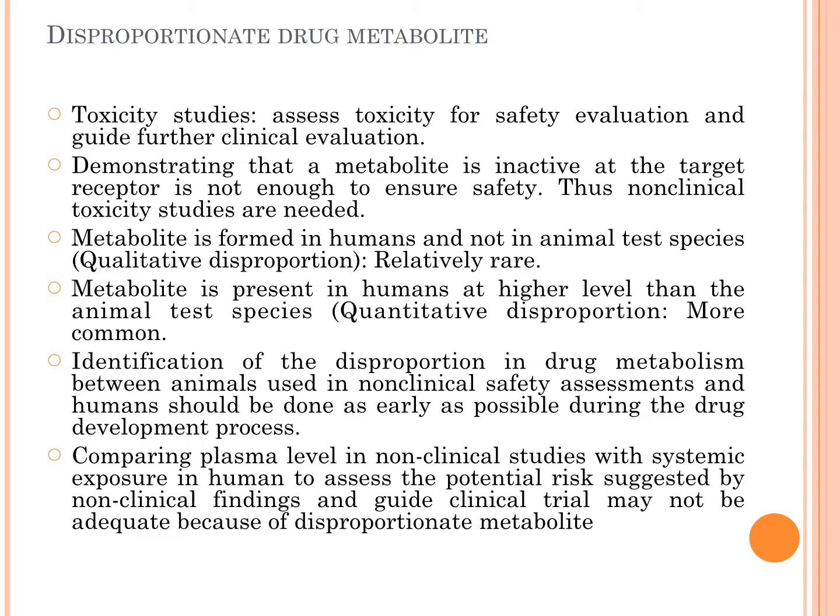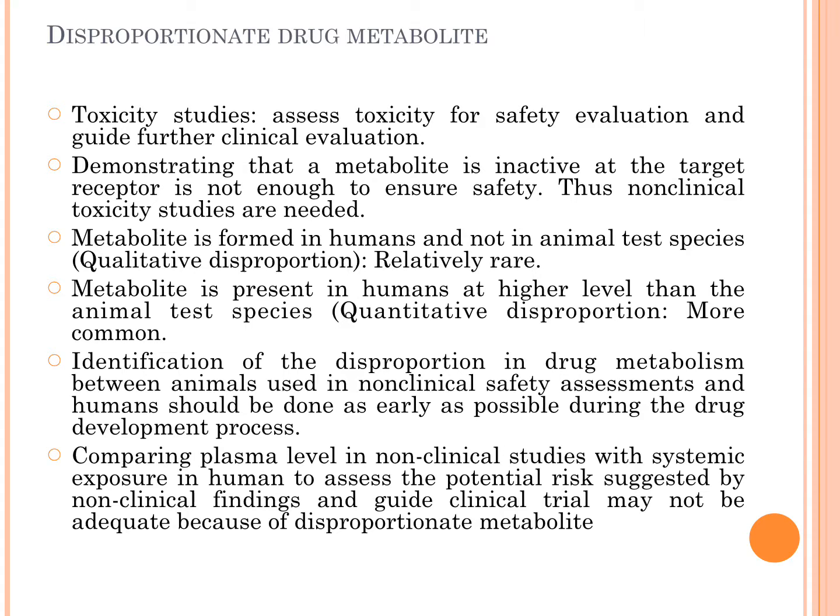But that may not always be true, because the metabolites which are formed under non-clinical conditions may not proportionately form in human conditions or in vivo conditions. Basically, a metabolite which is formed in humans may not be formed in animal test species. So that is a kind of qualitative disproportion between human and animal metabolism. But this kind of qualitative disproportion is relatively rare. What is more common is quantitative disproportion. That means the metabolite that is formed in human is formed at a higher level compared to the animal test species. So this is a more common phenomenon.